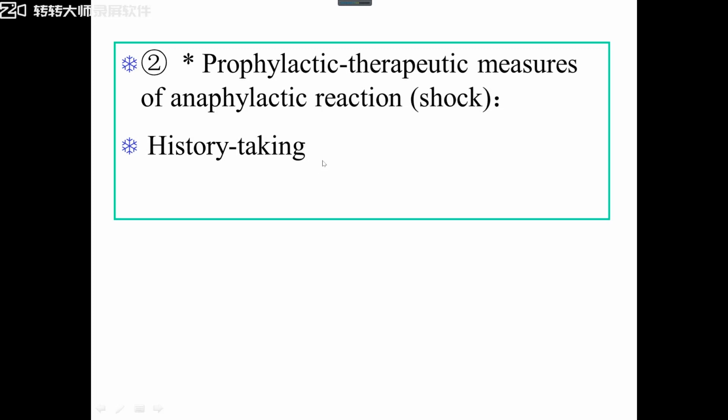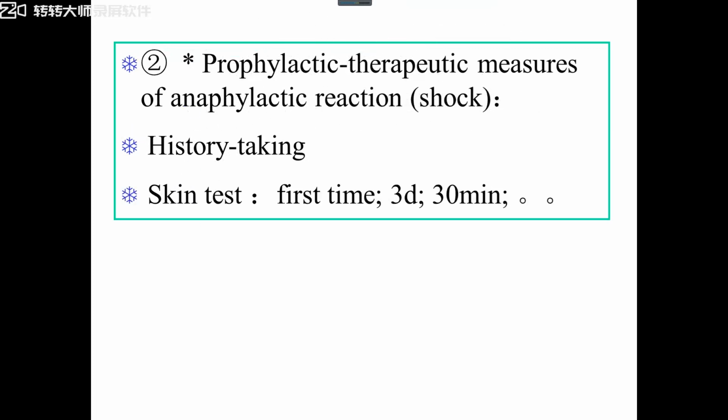Ask a history. And then also you should ask, did you have breakfast? Have lunch? If the patient has an empty stomach, they must eat something, because an empty stomach also induces allergic reaction. So the first one, ask. In Chinese, we call this 一问, ask history. And then second, test, do the skin test.